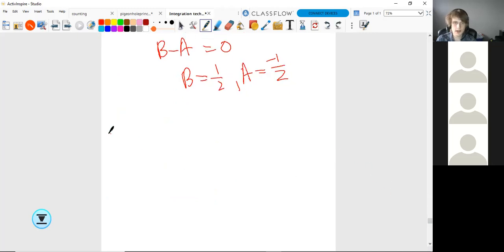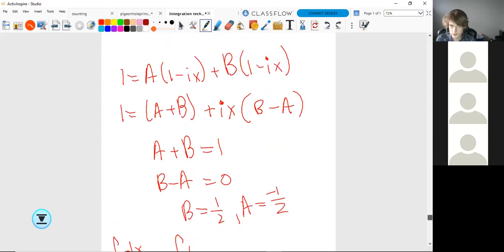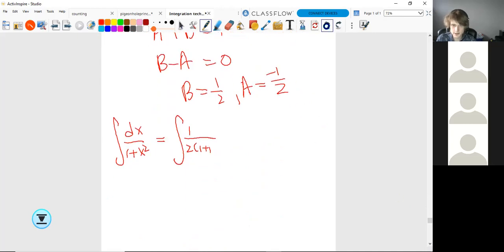And so we can rewrite our integral dx over 1 plus x squared as the integral of 1 over 2 times 1 plus ix. Oh, wait, I think b was over the minus, right? Yeah, b was over the minus, so we got to make that a minus sign. So it is the integral of 1 over 2 times 1 minus ix, plus 1 over 2 times 1 plus ix, dx.